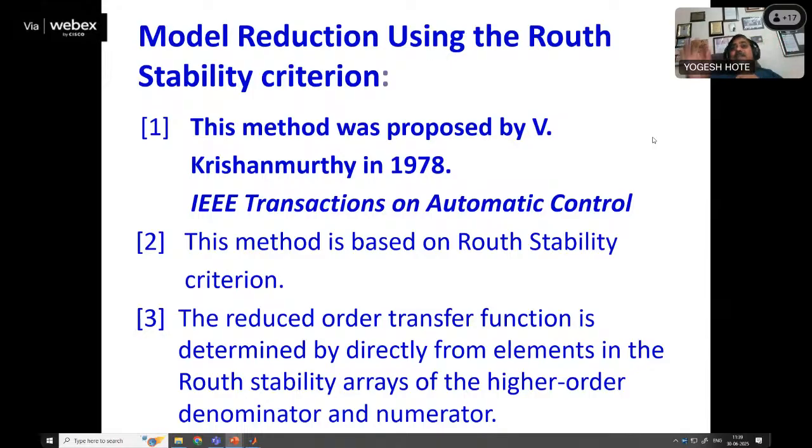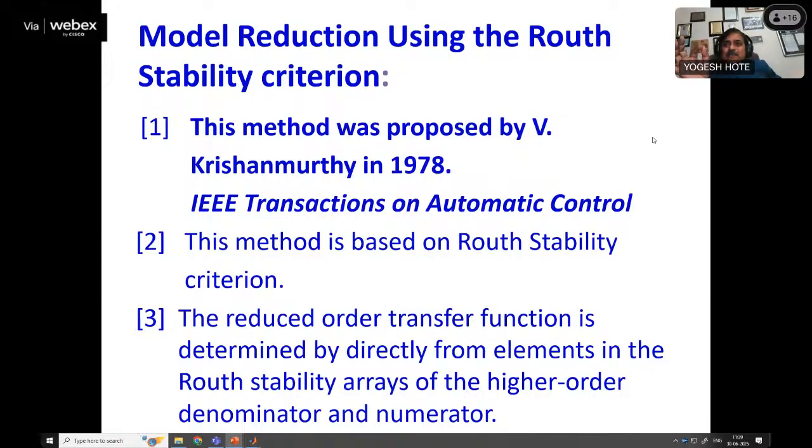So what happened in 1978, based on this Routh criteria, V. Krishnamurthy, who was doing his PhD at IISc, Indian Institute of Science, Bangalore, worked on the Routh criteria. He proved that, based on the Routh criteria, we can reduce a higher order model to a lower order model.